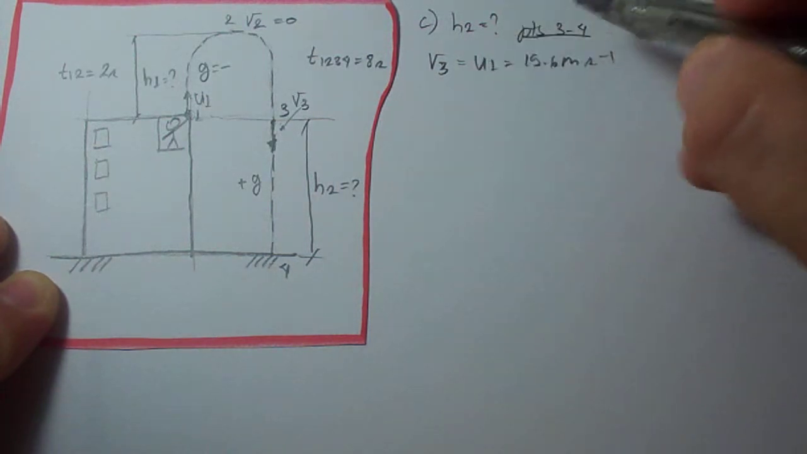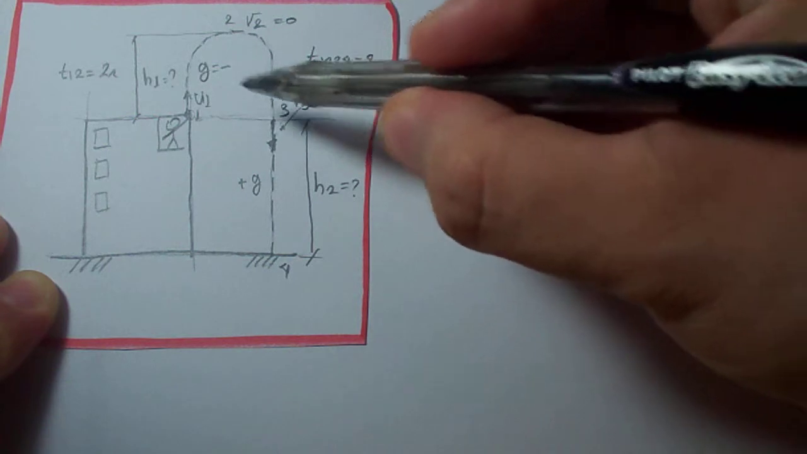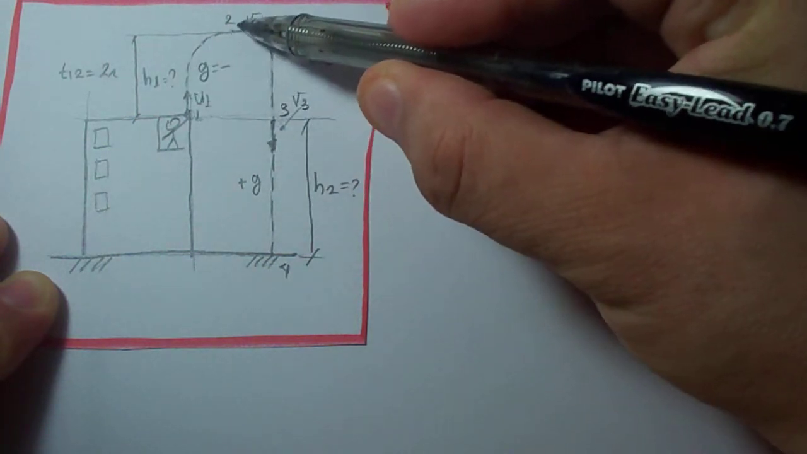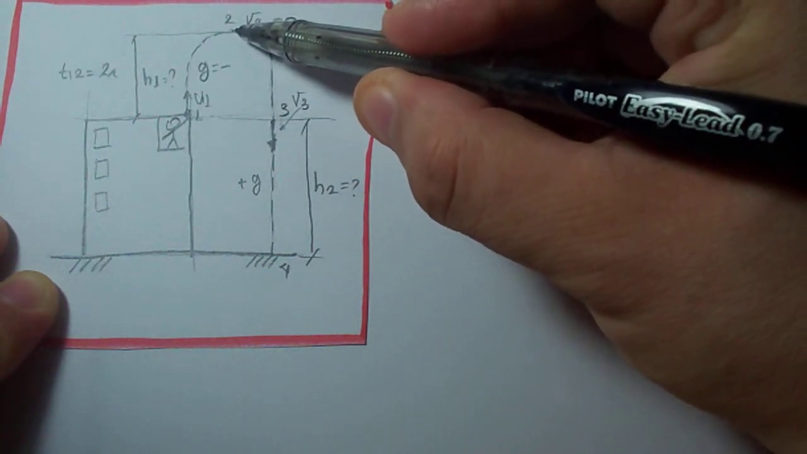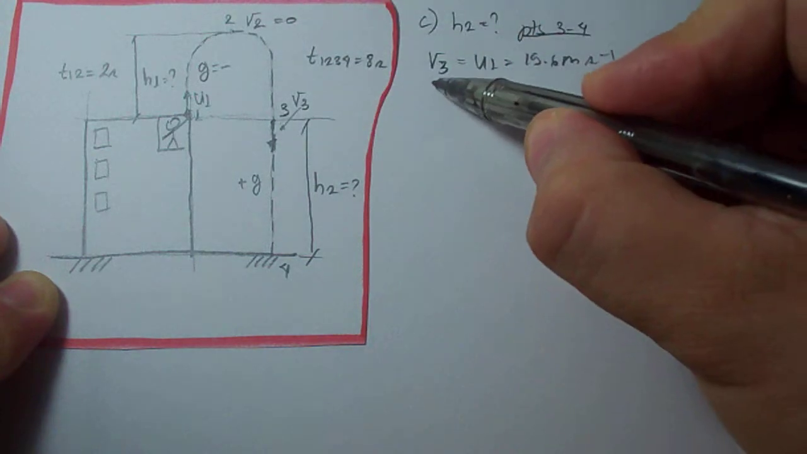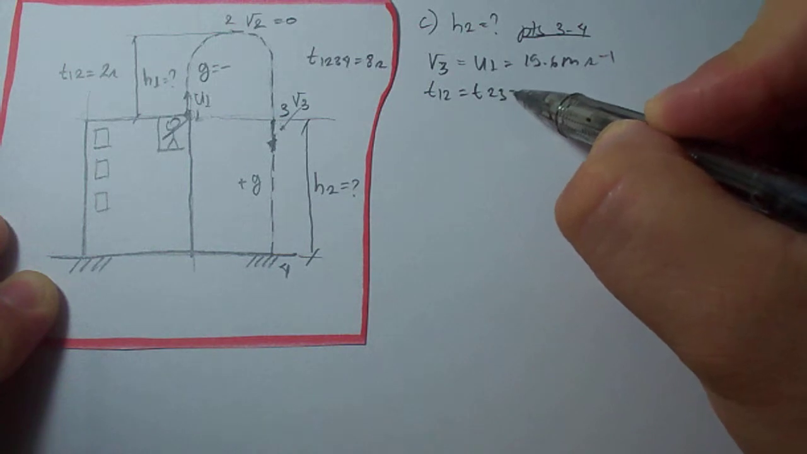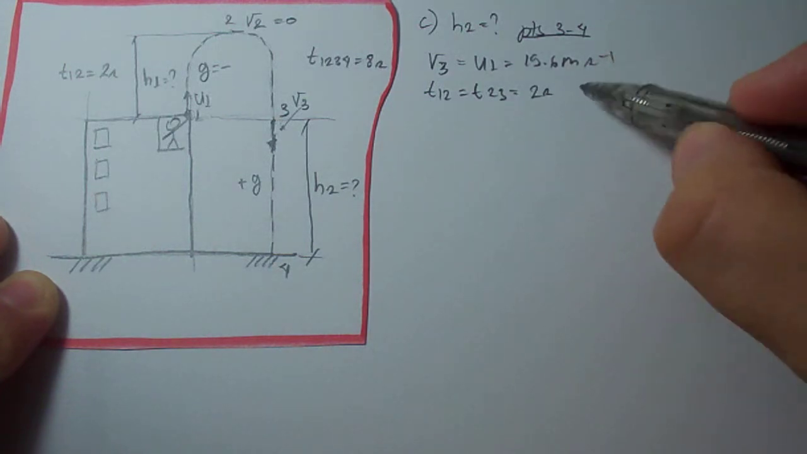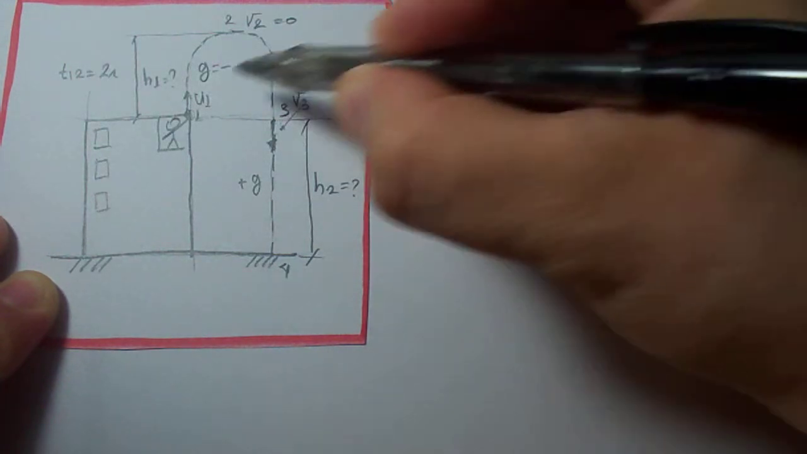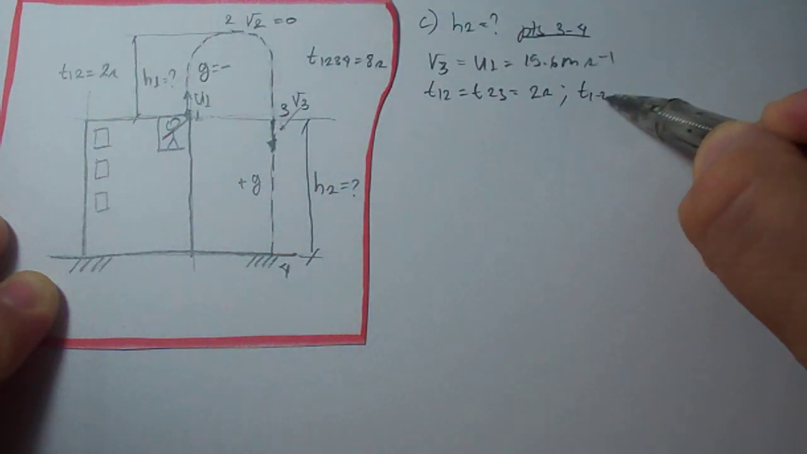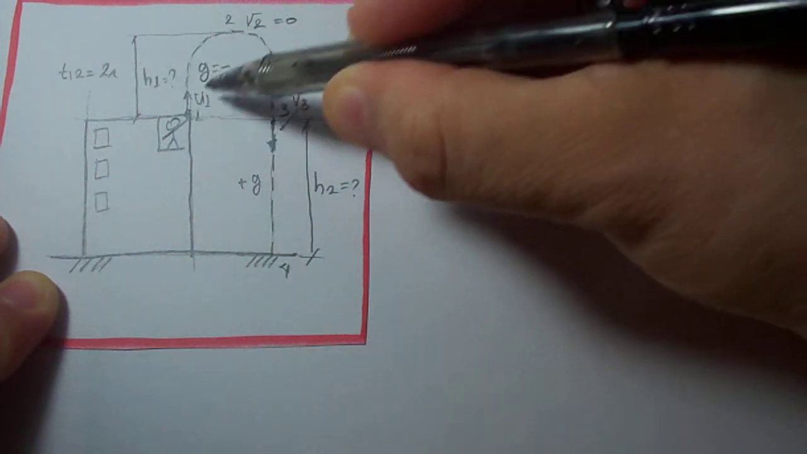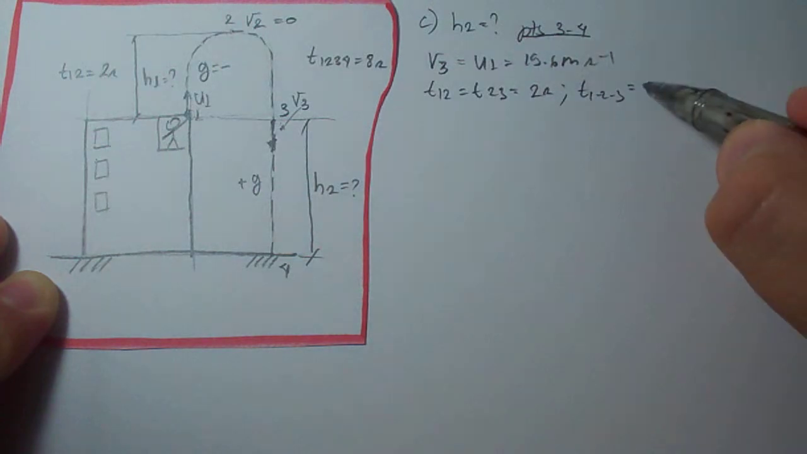The other thing that I would like to emphasize here is the time that it takes from 1 to 2 is the same time that it goes from 2 to 3. So if we have time 1 to 2 equal to time 2 to 3, which is 2 seconds, it means that the time from 1 to 2 to 3 is actually 2 plus 2, which is 4 seconds.